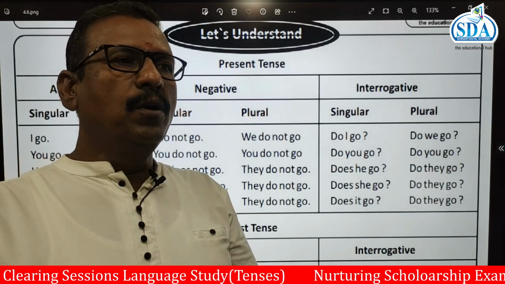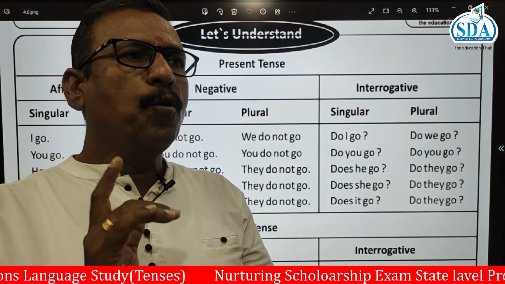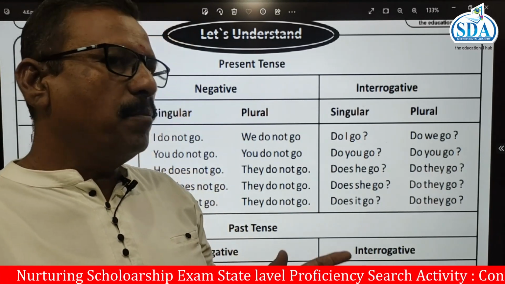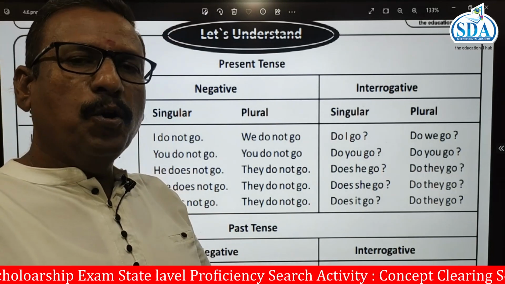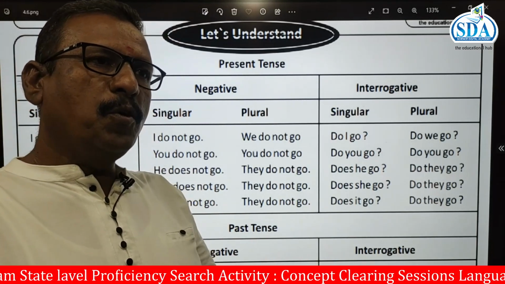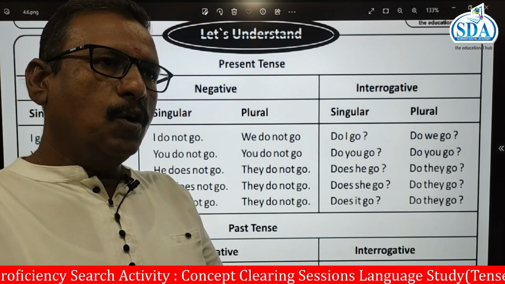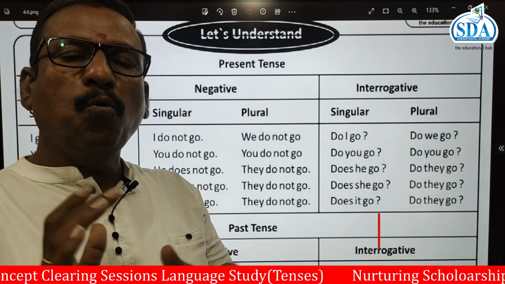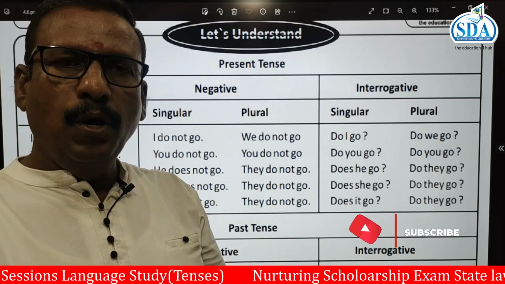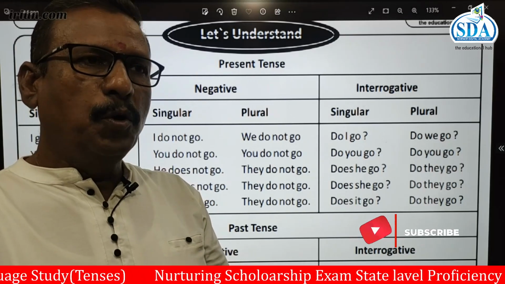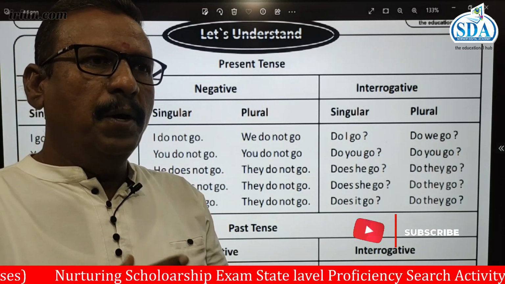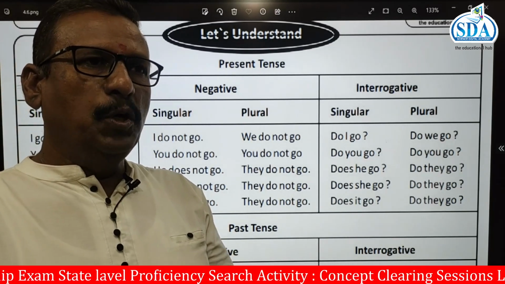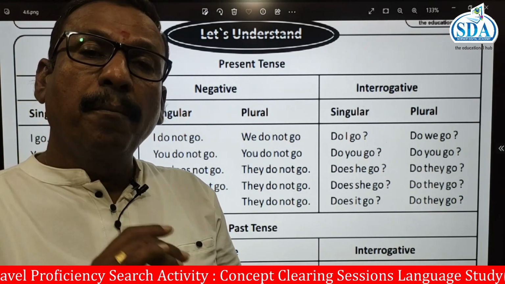So, if there is a singular in present tense, then I go. I go, we go, you go, these things are there. Then in case of negative sentence, I do not go, we do not go, you do not go, he does not go, they do not go, in this way. And in case of interrogative or question tag sentence, do I go, do we go, do you go, does he go, does she go, does it go, do they go, such type of sentences are there.